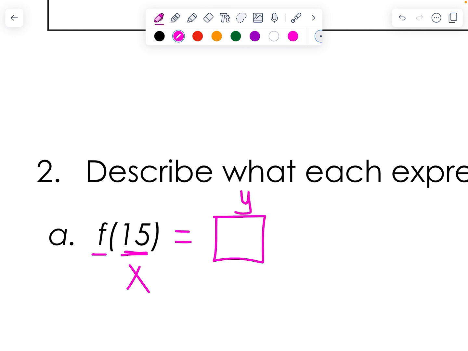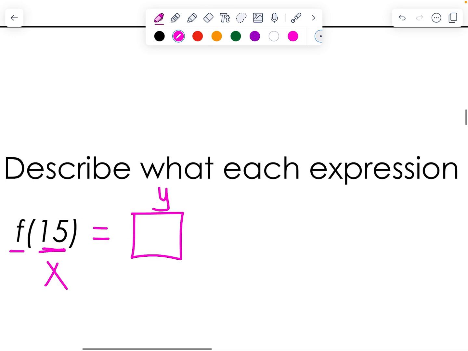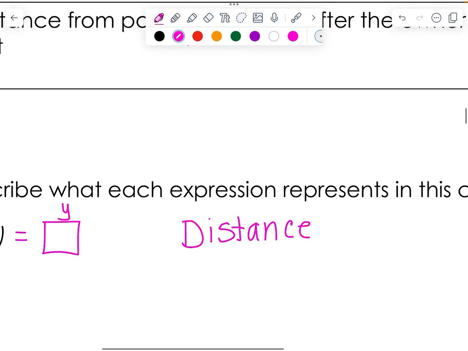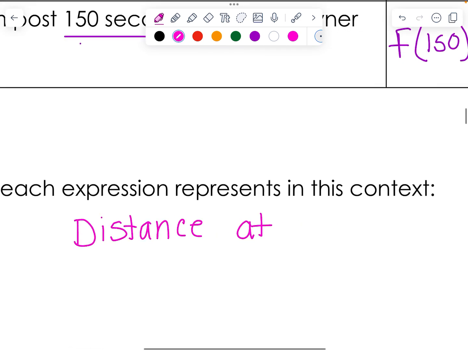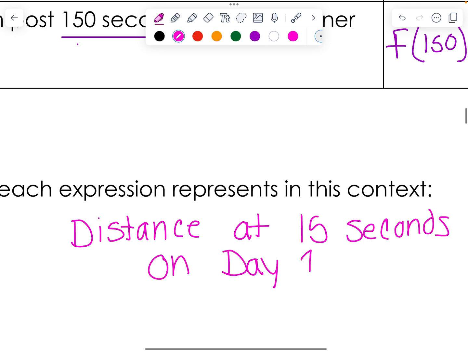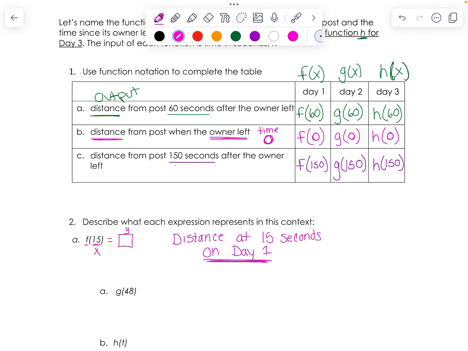that's your output, okay? So using our scenario, f of 15 represents the distance at 15 seconds on day 1. That was the f. That's how we labeled our function. Okay?